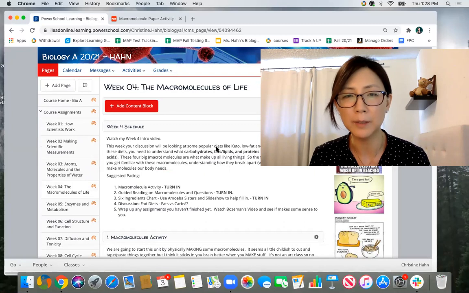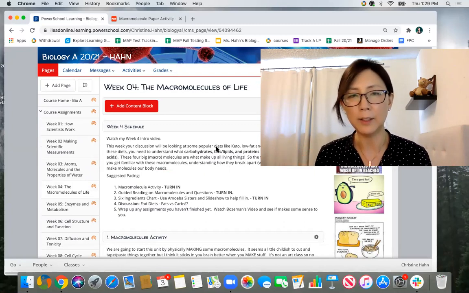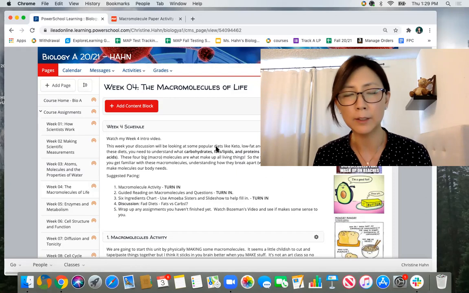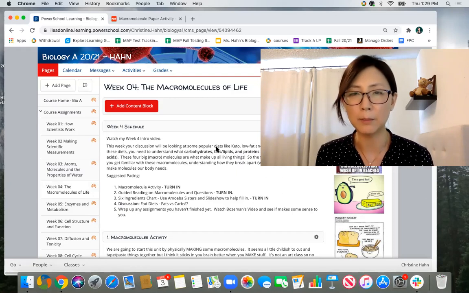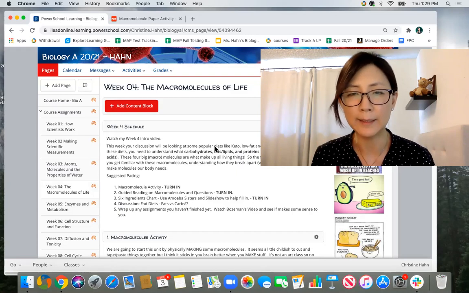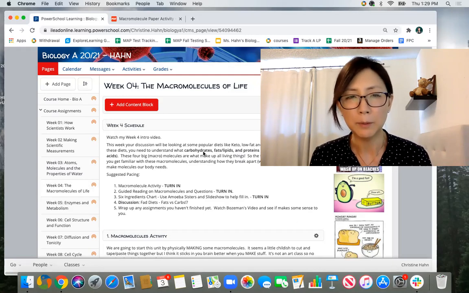And so you're going to look at those diets with an understanding of macromolecules, and you're going to be able to see the pros and cons, whether there's any long-term risk of not eating carbs or not eating fats, or whatever that diet is saying to do, or fasting for a certain amount of time. So that's what the goal is at the end of this, is to have this discussion about fad diets.